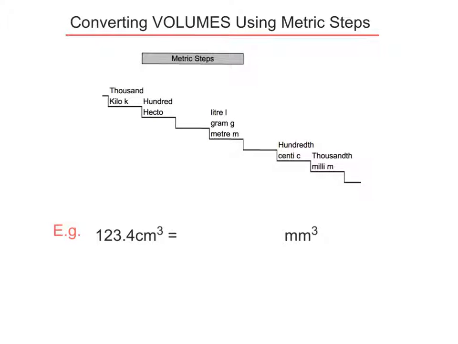In volume, when you're converting using metric steps, because it's a cubed unit, you need to move the decimal point 3 times as many places as the steps you count for normal length. So let's look at this example here.